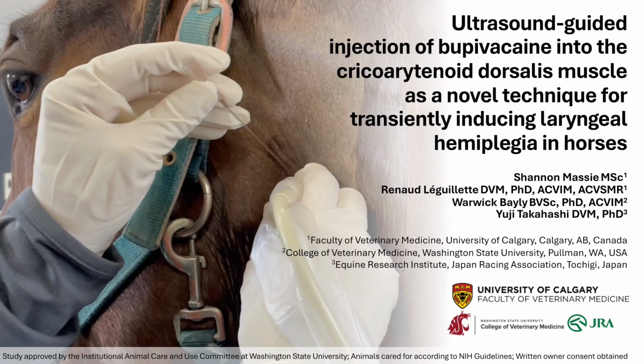In this video, we will demonstrate a technique to temporarily induce laryngeal hemiplegia by injecting a local anesthetic directly into the cricoarytenoid dorsalis, or CAD muscle, using ultrasound guidance. This technique is intended for advanced practitioners and researchers.